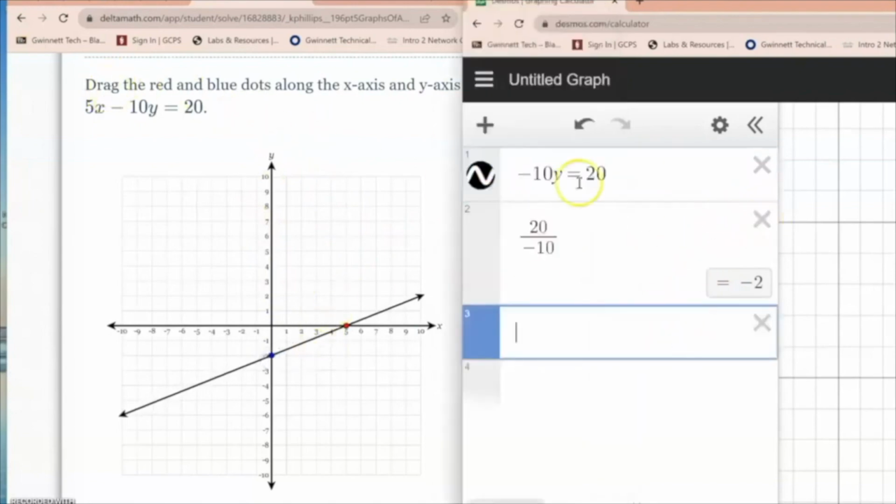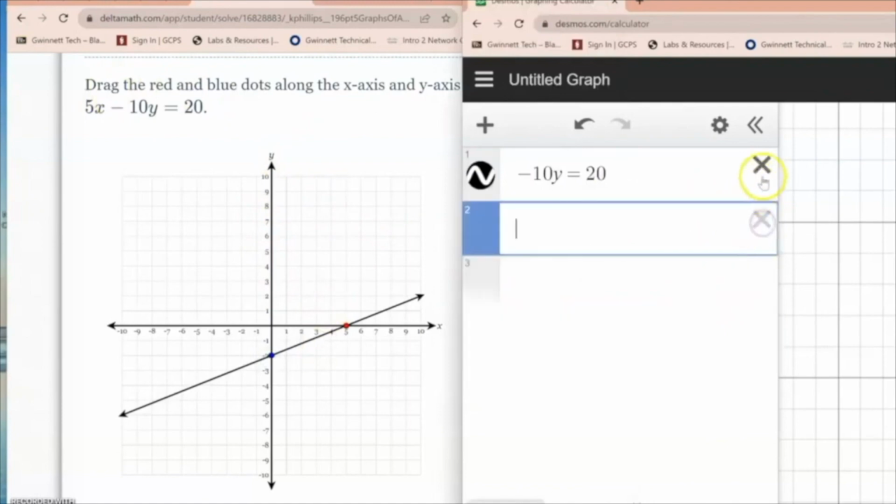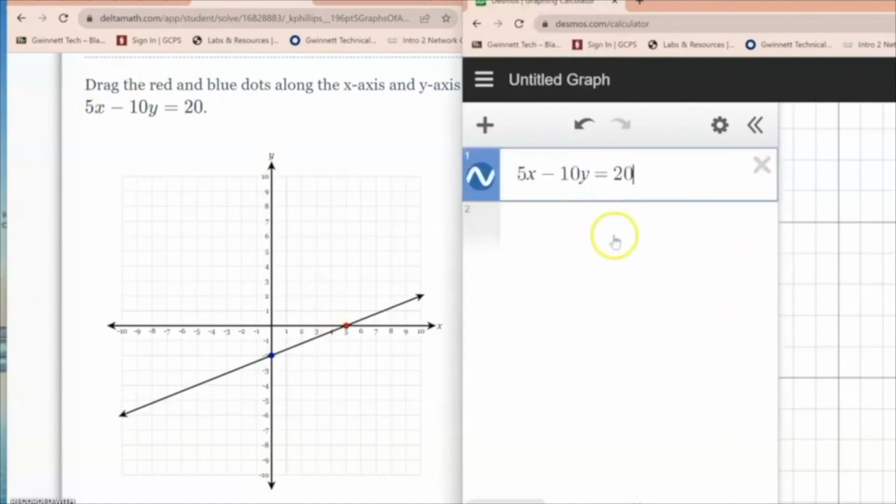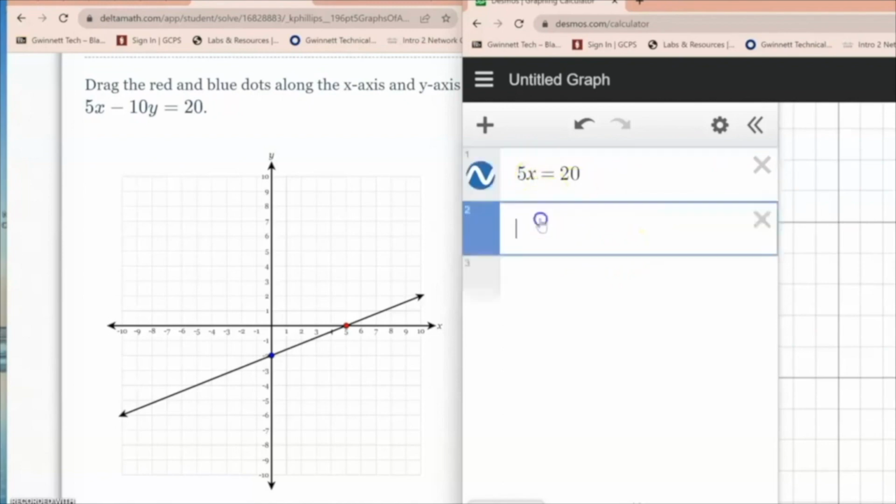I'm going to repeat the same thing this time for x. So here's the question twice. This time I took out 10y. Oh sorry, I took out x before. Now I'm going to take out y. So I take out y, cross that out, and I solve this equation.